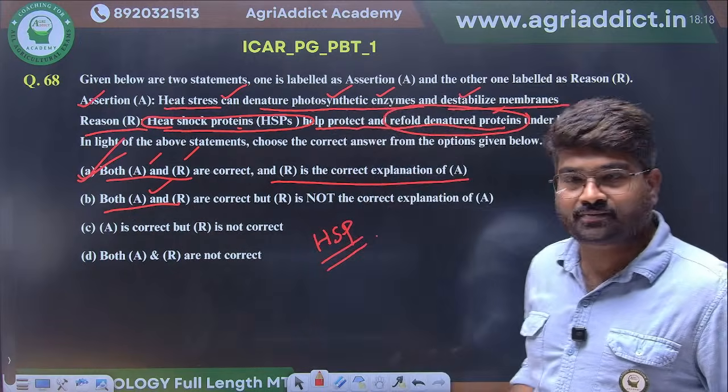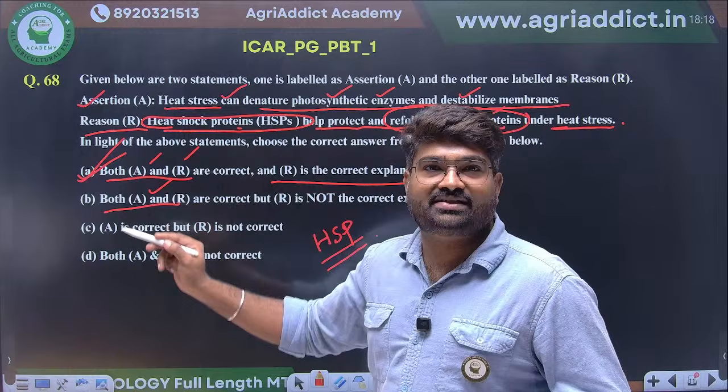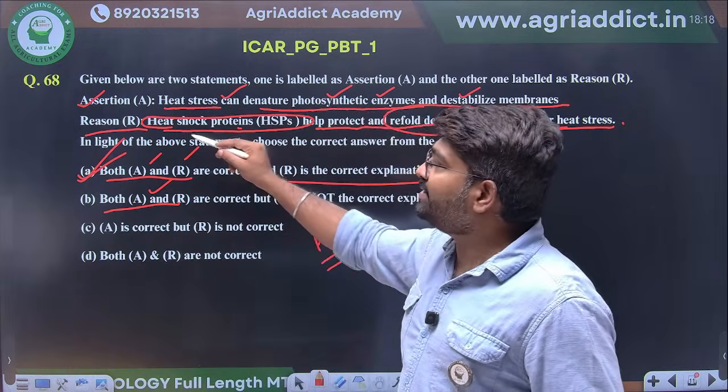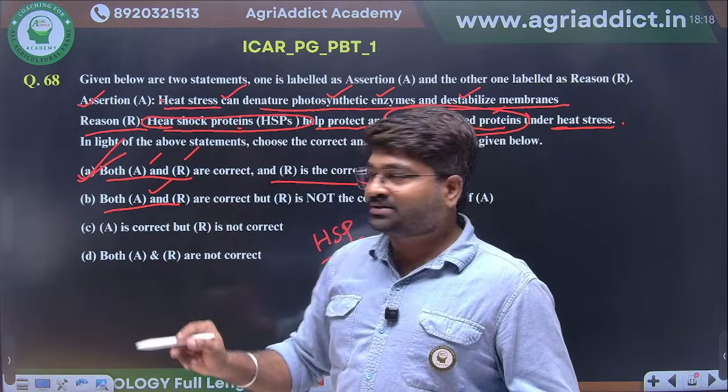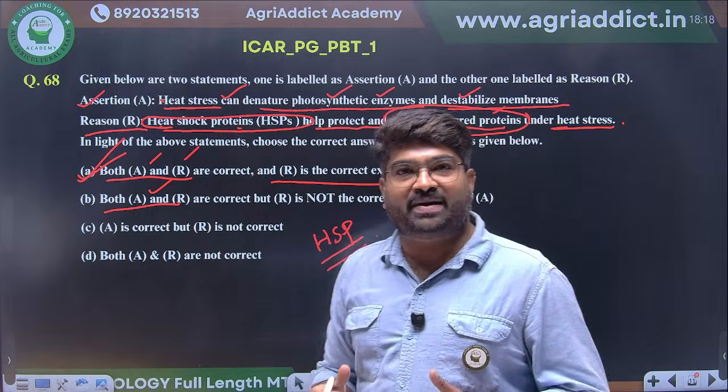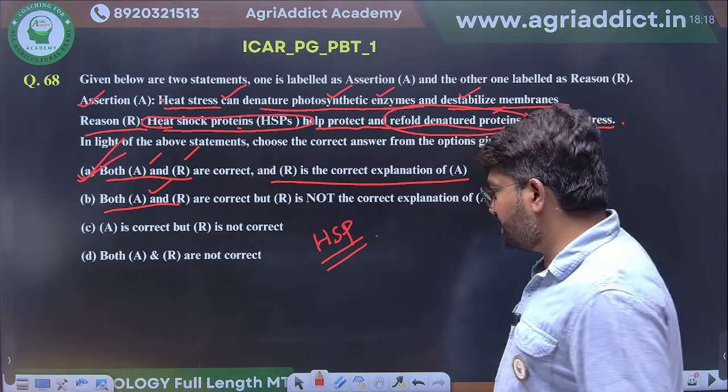Okay, students. While solving assertion and reason questions, you have to think properly and correlate the reason and the assertion. Then you choose the option, based on whether it is correlating or not.